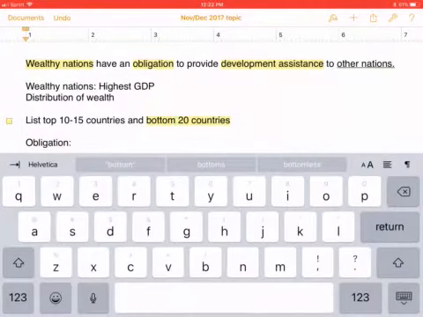I hope that makes sense. So the way that you're defining your wealthy nations is also how you need to be defining your unwealthy nations. And so just get them from the same list. Ensure that you're as equitable and as accurate as possible to defining what those countries are.